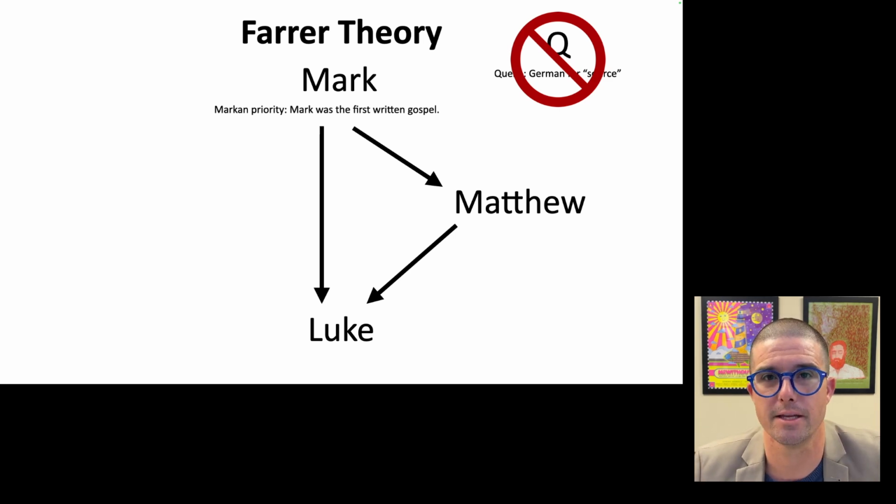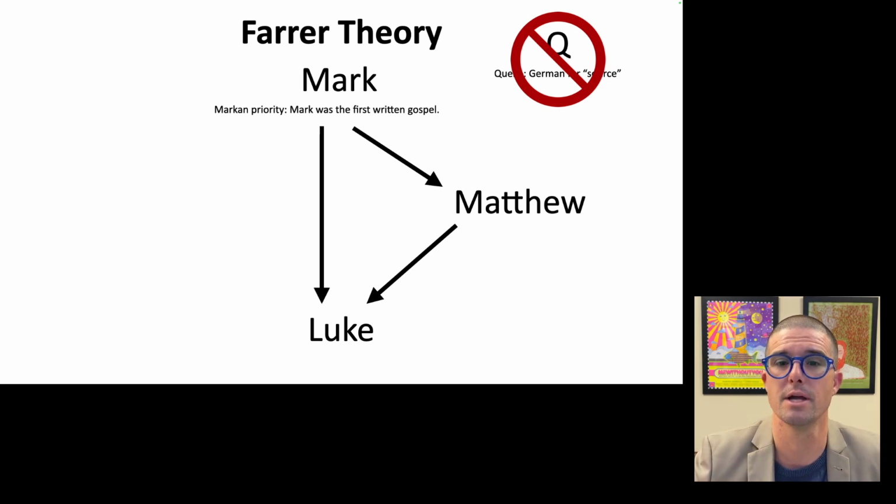Of these two main theories, the Farrer theory is still less popular amongst New Testament scholars. I'd estimate that about 30 to 40% of New Testament scholars hold to this theory, though that number has been growing in recent years.